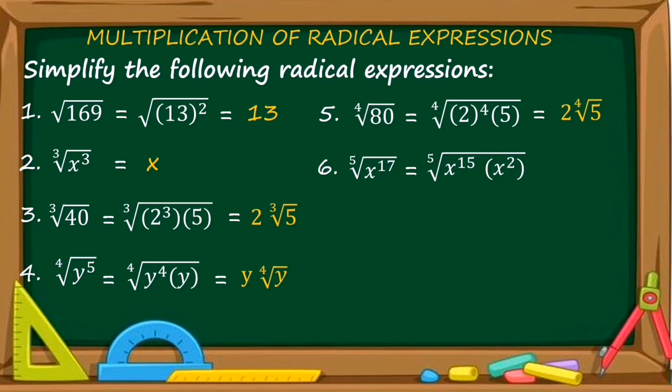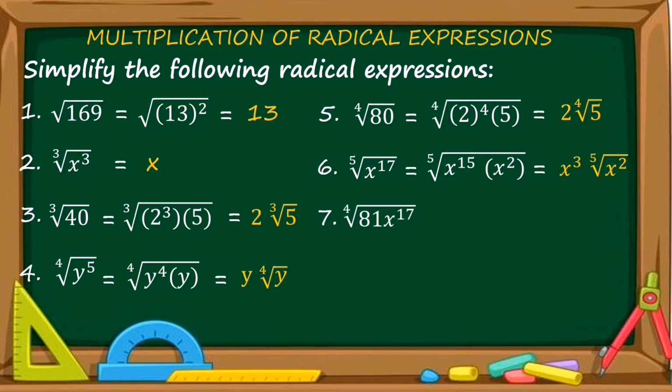This time, one of the factors of x, which is x raised to 15, has the exponent, which is 15, that can be divided by 5. And it is equal to x raised to 3, and then copy the fifth root of x raised to 2. Therefore, our final answer is x cubed, the fifth root of x squared.